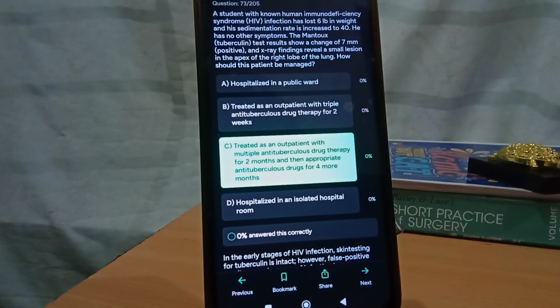A student with known HIV infection has lost 6 lb in weight, and his sedimentation rate is increased to 40. He has no other symptoms. The Mantoux test result shows a change of 7 mm. Tuberculin test is positive, and X-ray finding gives a small lesion in the apex of the right lobe of the lung. How should this patient be managed?